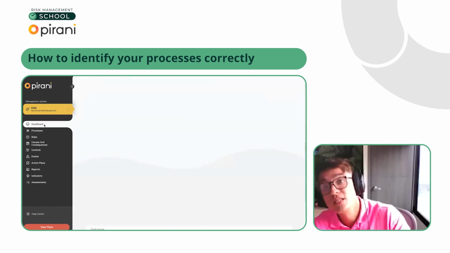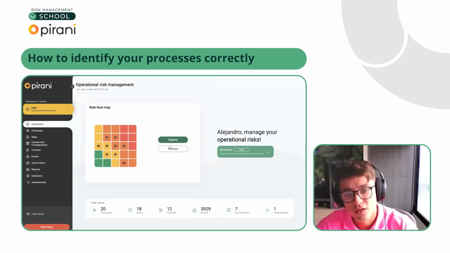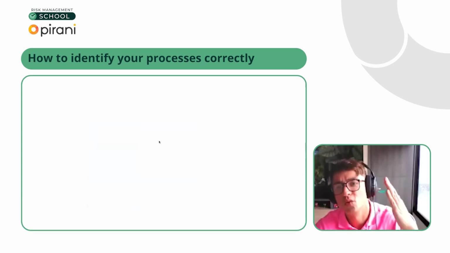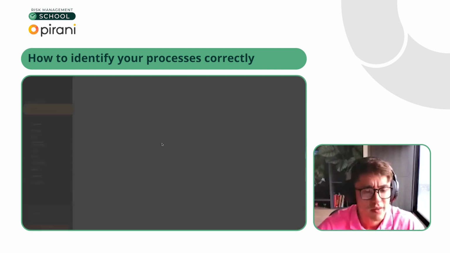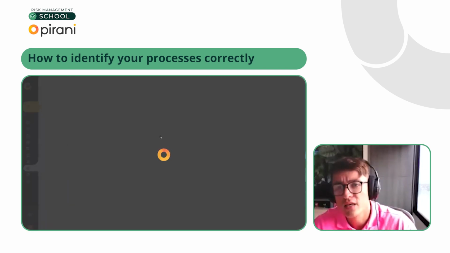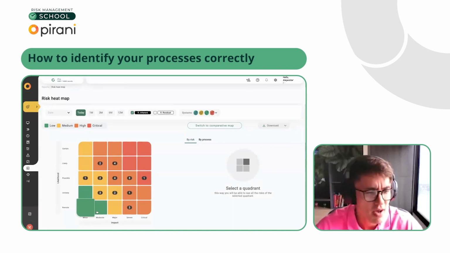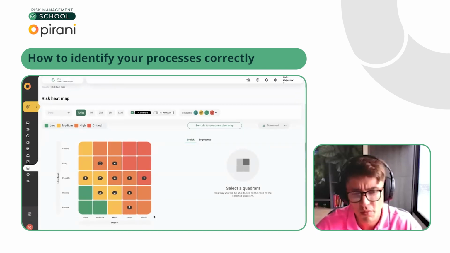that's what the risk heat map is for, to understand what risks I have in my company. So in this case, we have a risk heat map of 5 by 5: minor, moderate, major, severe, and critical. Remember, you can put any name in your case.